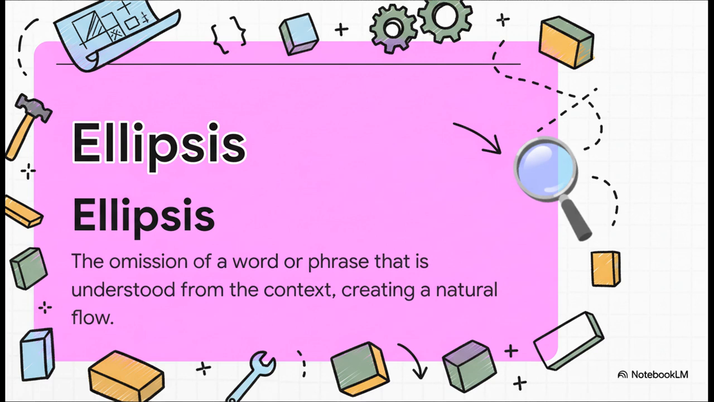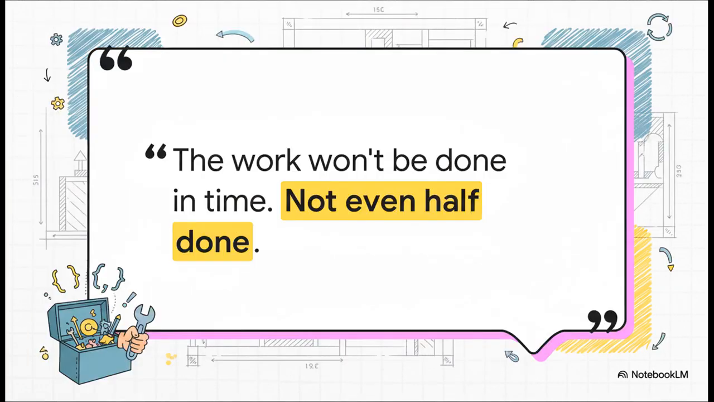But we do this constantly when we talk. It trims away the fat, the words that are already totally understood, and it makes our writing sound much more natural. Look at this example. The second sentence just says, "not even half done." Now that little triangle isn't actually in the text. It's just there to show us where words are missing. We could have said, "not even half of the work will be done," but we absolutely don't need to. Our brain just fills in the blank automatically. It's efficient, it's elegant, and it's a super strong, cohesive tie.